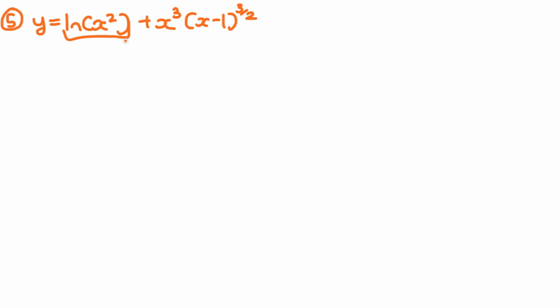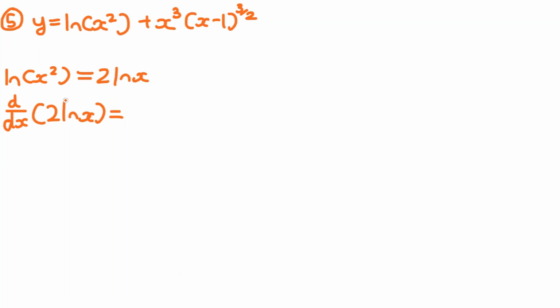So let's focus on this term first, the natural log of x squared. Now you might be thinking to use the chain rule here, but you don't need to, because, I mean, you could do it that way, but the easier way to do it is to use the laws of logs and realize that the natural log of x to the power of 2 can be written as 2 times the natural log of x, because remember, when you have a power of 2 like this, it can come down to the coefficient here.